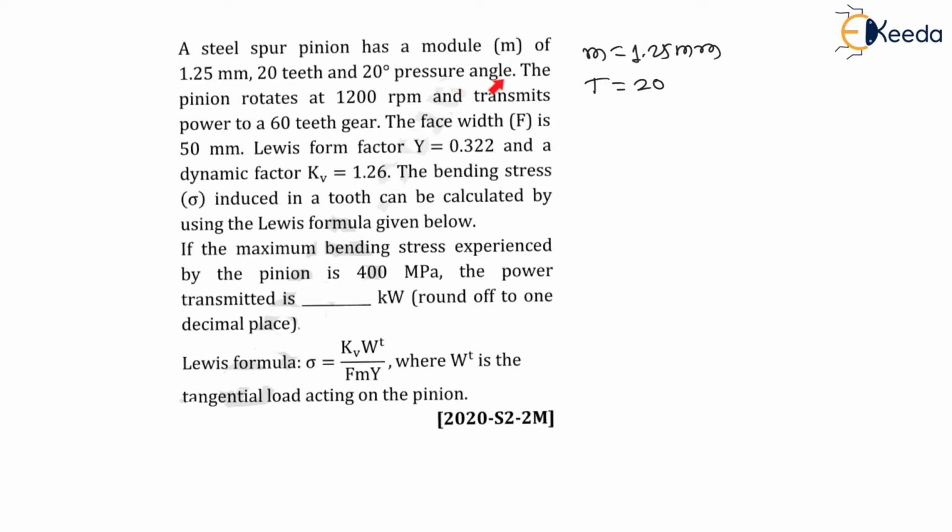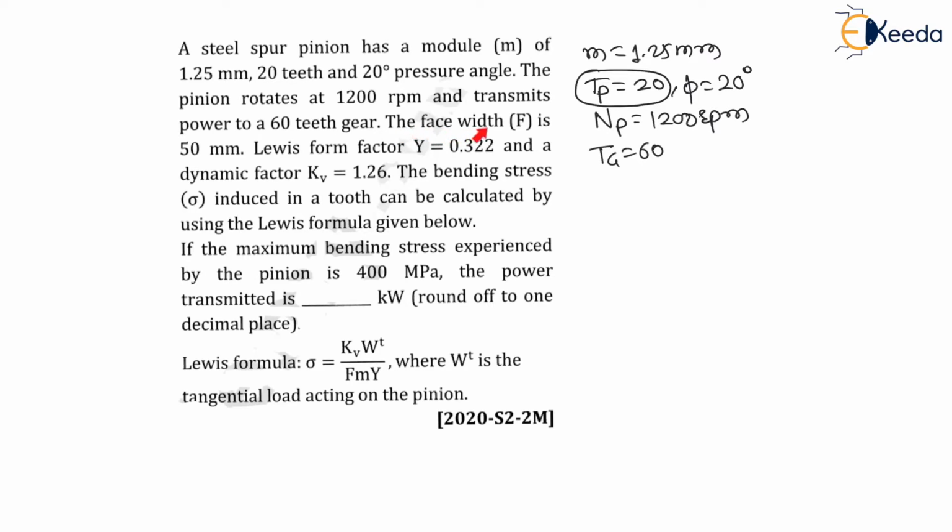And 20-degree pressure angle. Here pressure angle phi is given, phi is equal to 20 degree. Then the pinion rotates at 1200 rpm. Here the speed of the pinion is given, 1200 revolutions per minute. Then it transmits power to a 60 teeth gear. Now the number of teeth on the pinion is 20 and the number of teeth on the gear is 60, right?